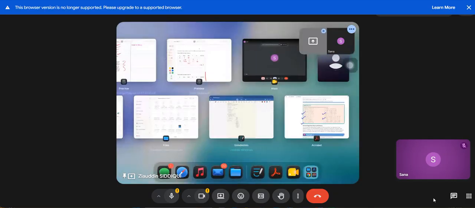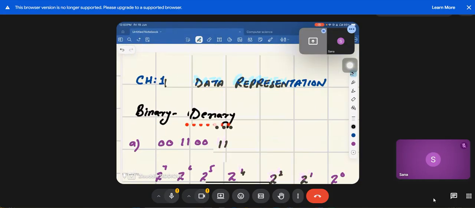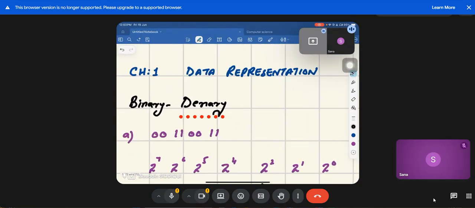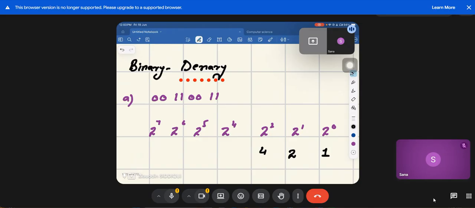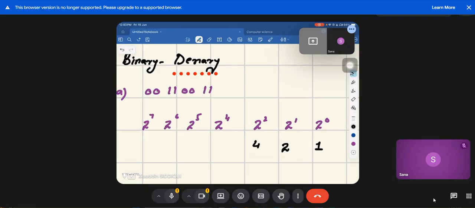So this is chapter number one, data representation. First, we are going to learn how to convert from binary to denary. The example is in front of you. We have taken one example: 00110011. This is a binary number. As you know, binary represents only two values, either 0 or 1. That's why we call it binary. Bi means two and nary means numbers.